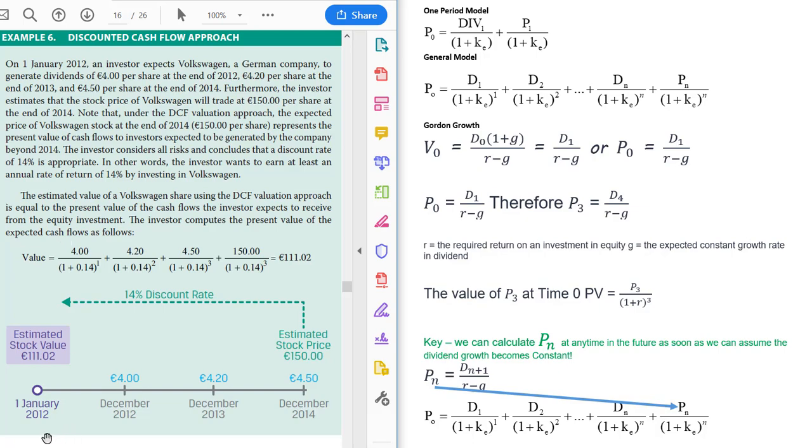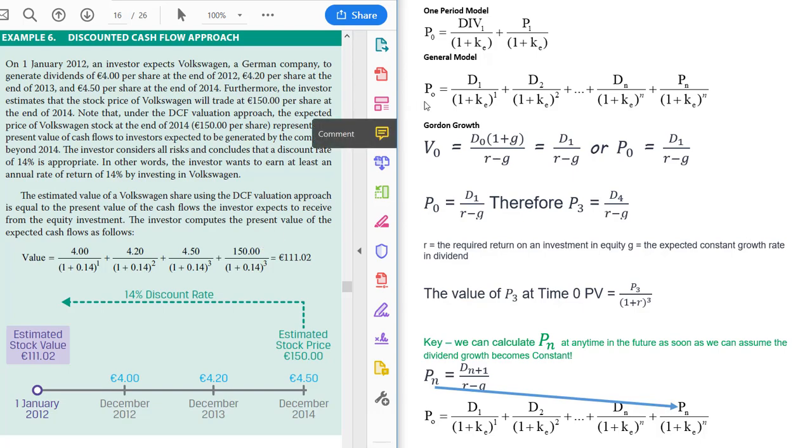I always like to draw the timelines. So it says here at the end of 2012, 4 euros. That's D1. D2 is 4 euros and 20, and D3 is 4 euros and 50. And the price at P3, because it says 150 at the end of 2014, D1, D2, D3, so that would be P3. The P3 price is 150 euros.